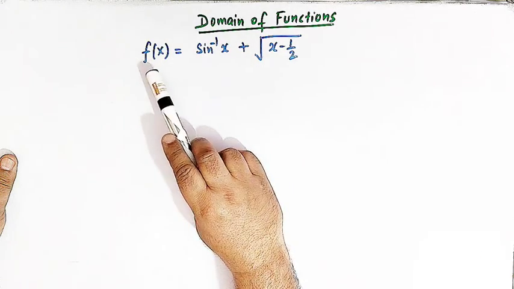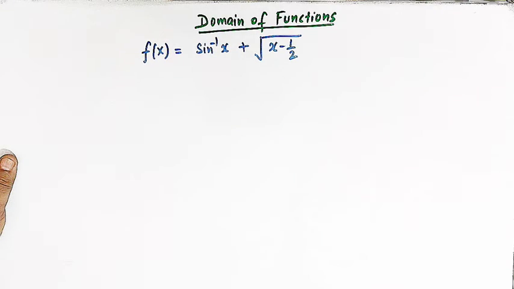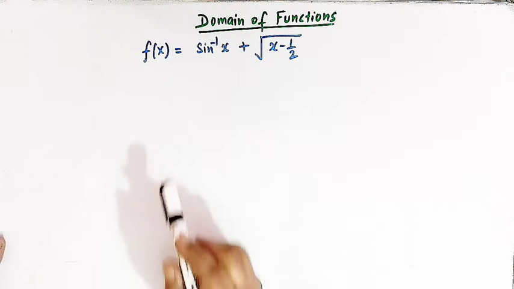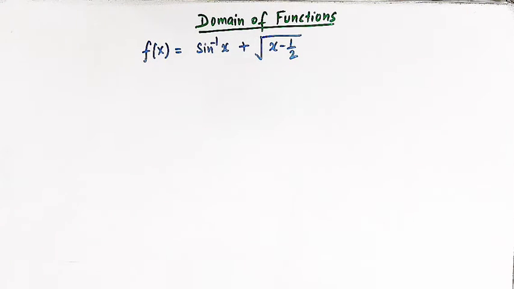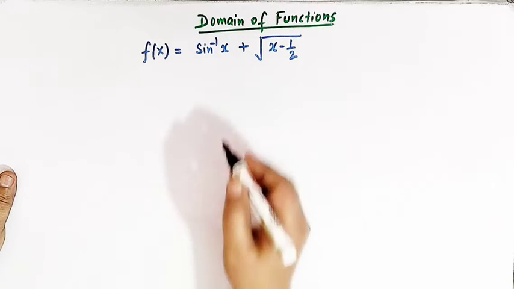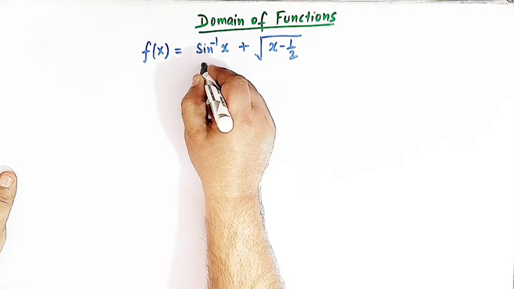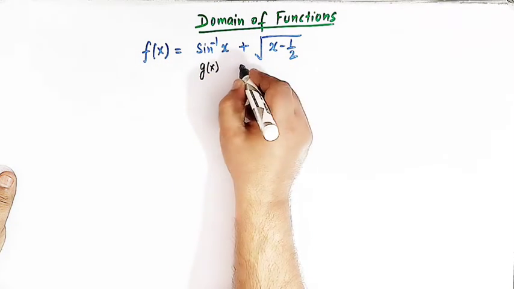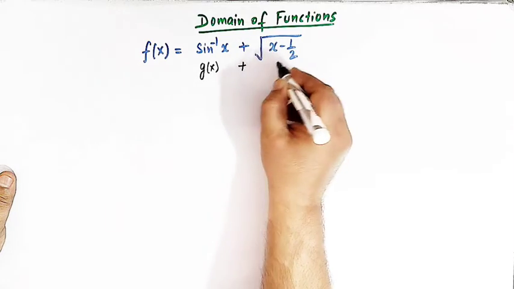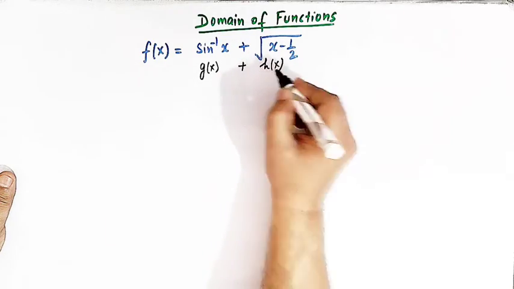So here f of x is equal to sine inverse x plus square root of (x minus 1) over 2, right? So we have to find all the values of x for which this function f of x is defined, right? So let us start. So let us take this function as g of x, and let us take this function as h of x, right?